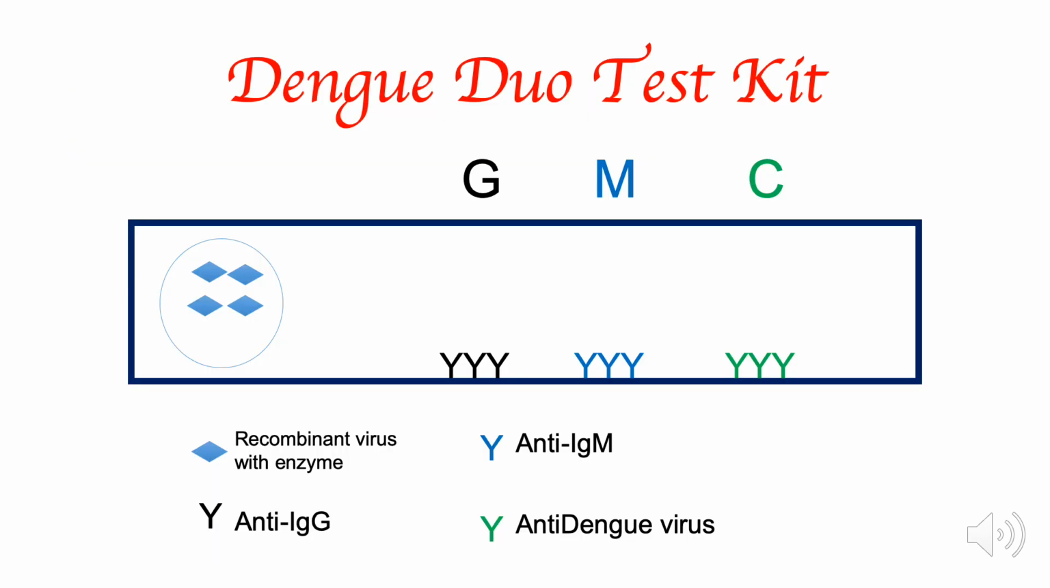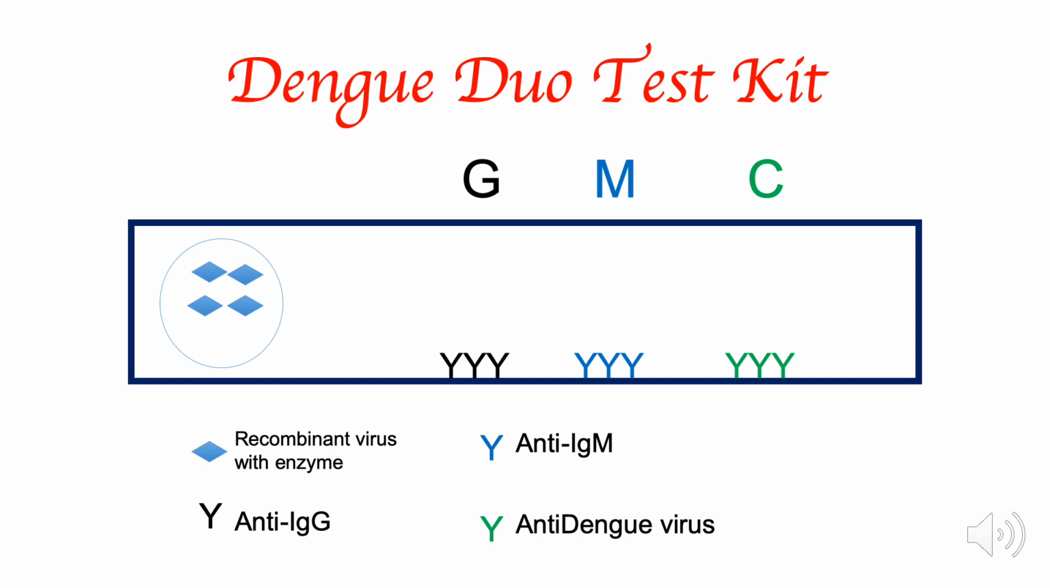So I want you to recall the picture of the Dengue Duo Test Kit. You have here the blue circle representing the sample well. Then you have the three zones, the IgG zone, the IgM zone, and the C zone or the control zone. Take a look at the components of the test kit. In the G zone, you have there black-colored Y-shaped structures which are actually anti-IgG. So these are antibodies that will capture IgG. These anti-IgG are immobilized within the G zone. Immobilized in the M zone are anti-IgM. So these are antibodies that will capture IgM in the sample of the patient.